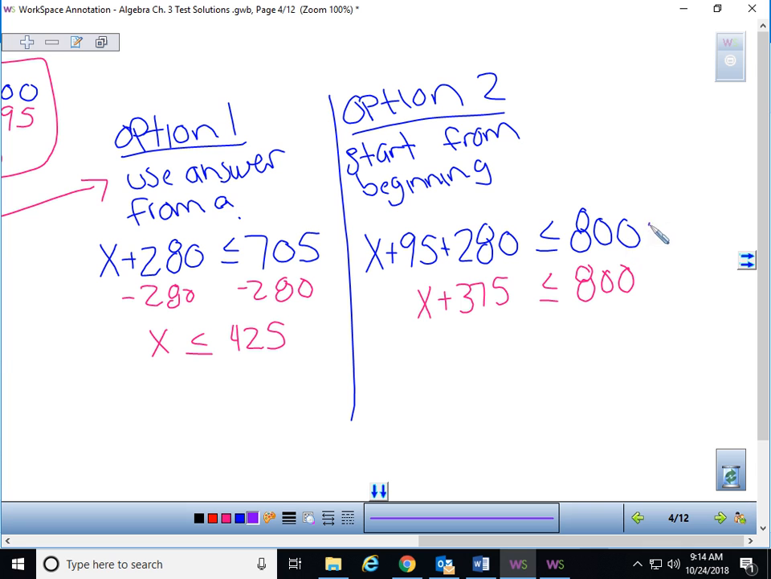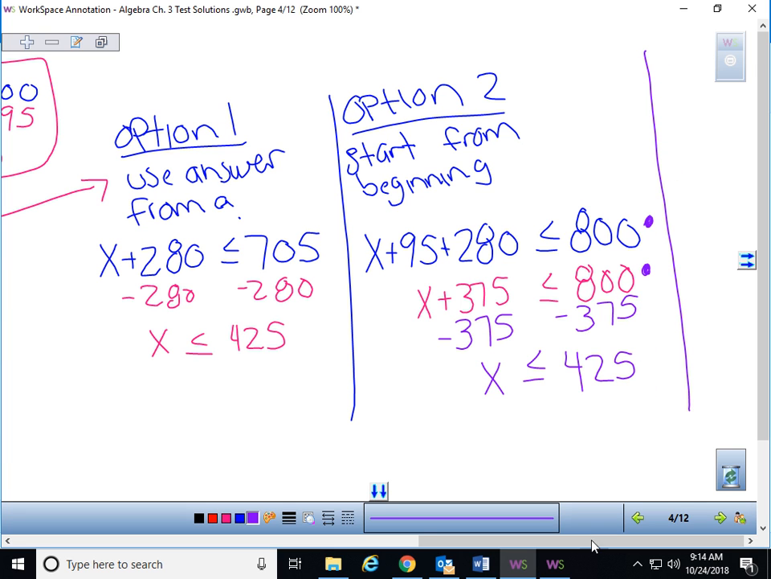So either of these answers, I'm going to do a little purple dot here, either of these would be acceptable answers for the inequality statement, but we still have to solve it, and to solve it you'll get the same answer as in option 1. We're subtracting 375 from both sides. When I do that, that gives me X less than or equal to 425. So it doesn't matter which option you choose.